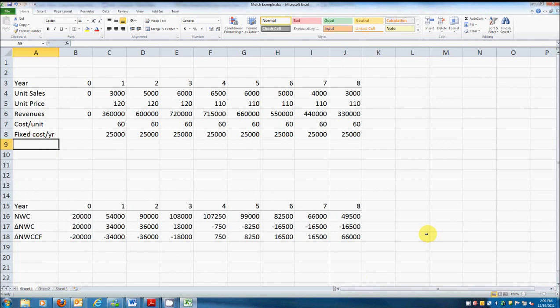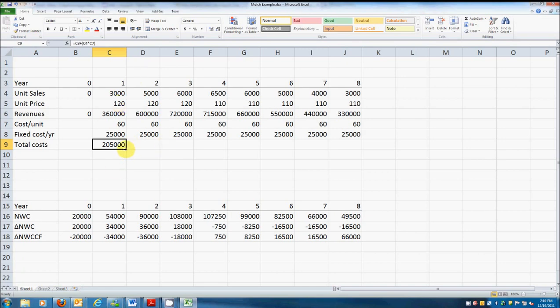Now I need to figure out what my total costs per year are. And that's going to be a combination of my variable costs and my fixed costs. And so what we want to do is say it's equal to our fixed cost per year plus, and you don't have to put this parenthesis in here, but it might make you feel more comfortable. I'm going to put a parenthesis in there. I'm going to take the number of units that we're selling and multiply that by the cost per unit. And that gives us a total cost number. And so for year one, that is $205,000.